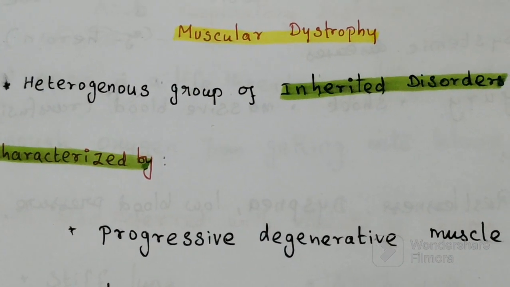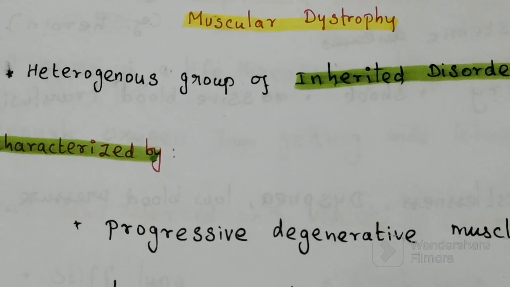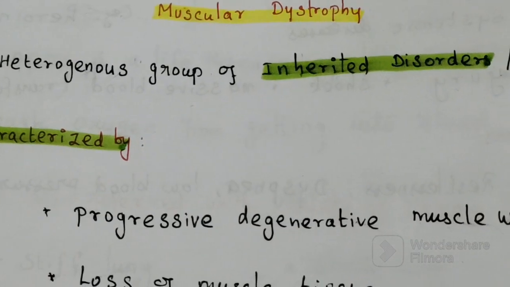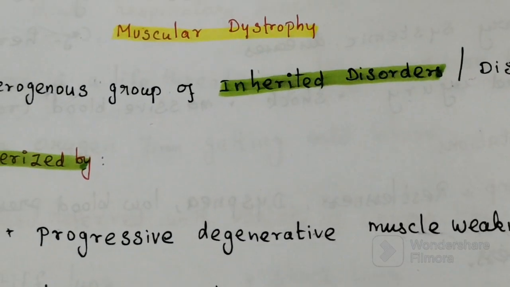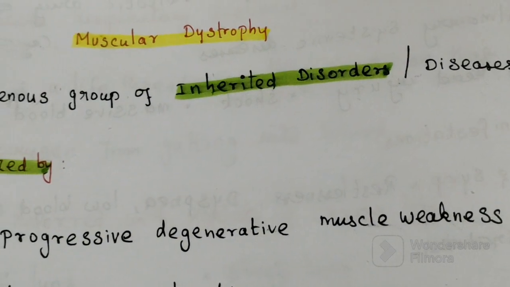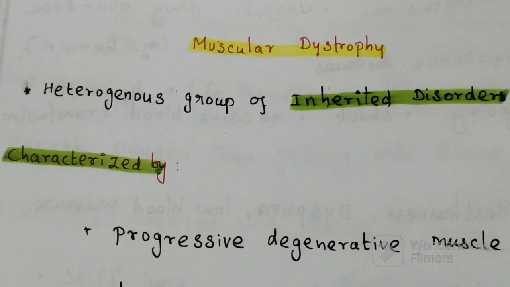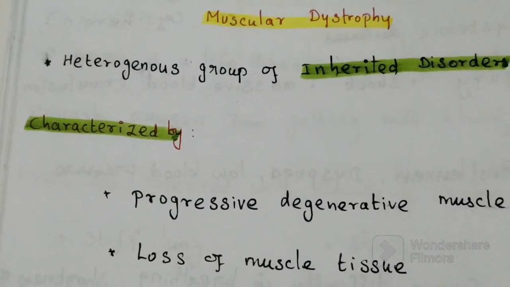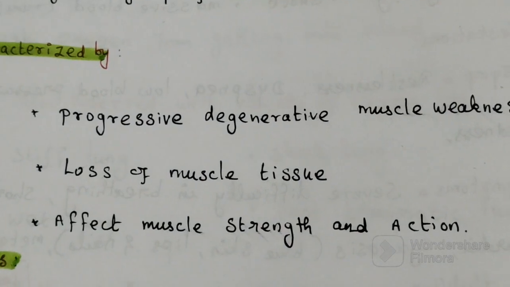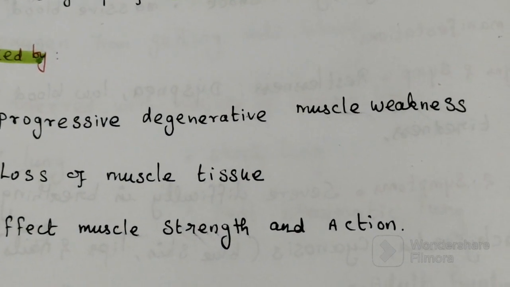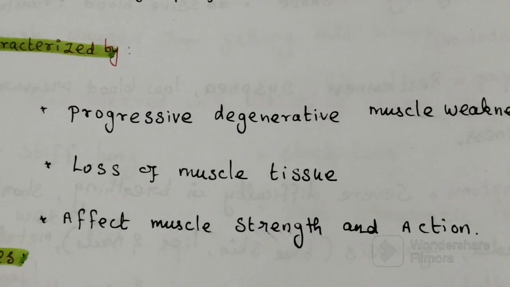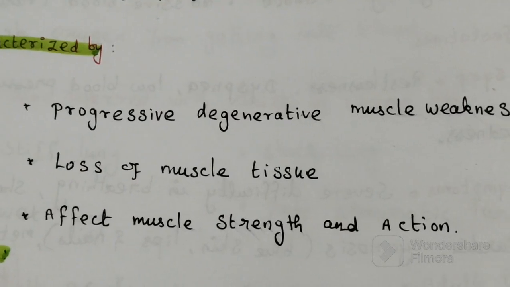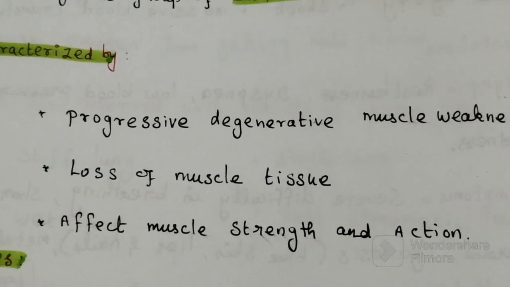Today's topic of discussion is muscular dystrophy. Muscular dystrophy includes a heterogeneous group of inherited disorders or diseases which are characterized by progressive degenerative muscle weakness and loss of muscle tissue, which ultimately affect muscle strength and action.